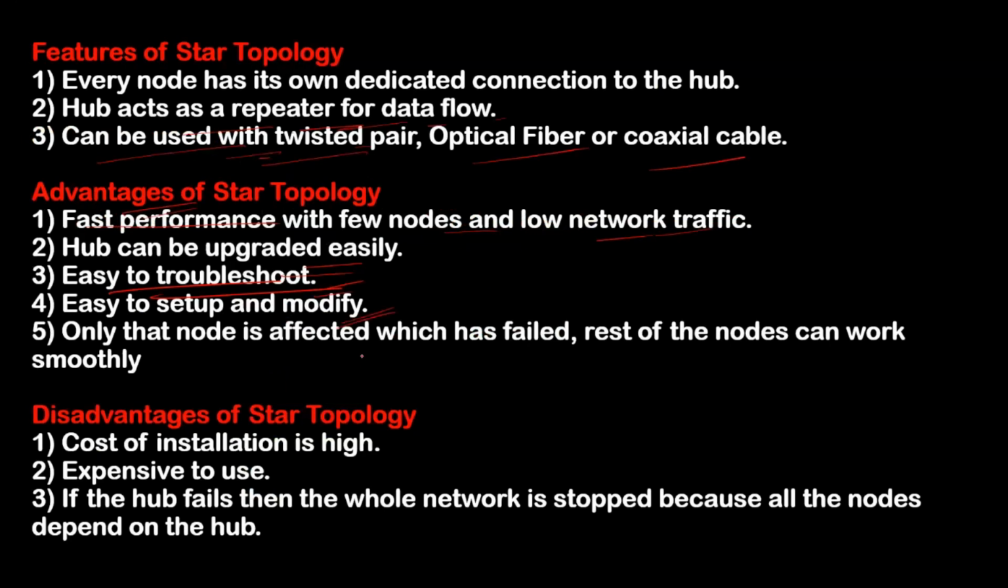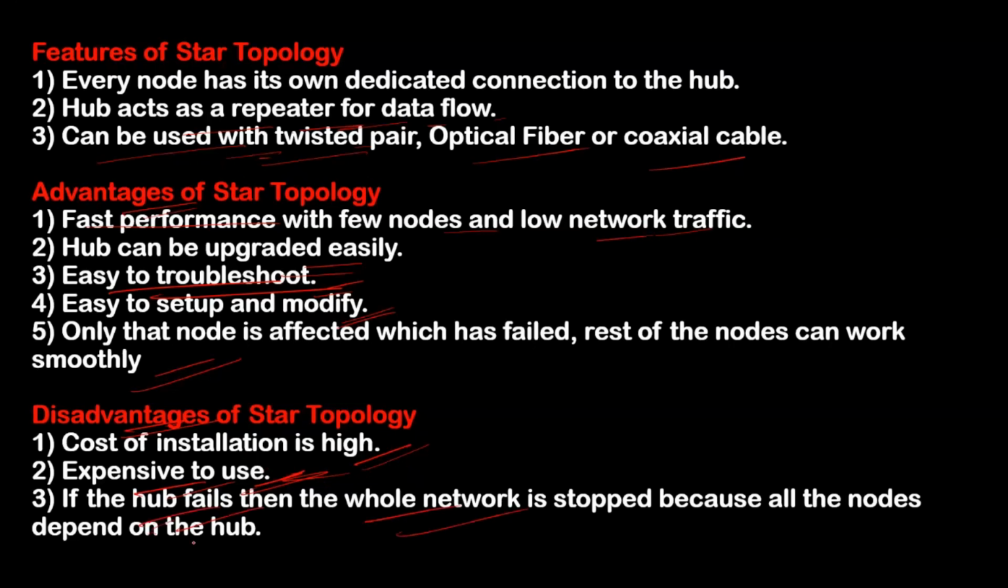Easy to set up and modify. If you want to set up, you can do it easily. Just set up your PC, then set up your switch or hub, and then attach the cable. Only that node is involved. Okay, that's covered. Now the disadvantages. The cost of installation is high because we are using a central device, the hub or switch. The cost of a switch or hub is higher than a bus topology or ring topology. It is expensive to use, and we need more cables. If you have 24 PCs, you need 24 separate cables.